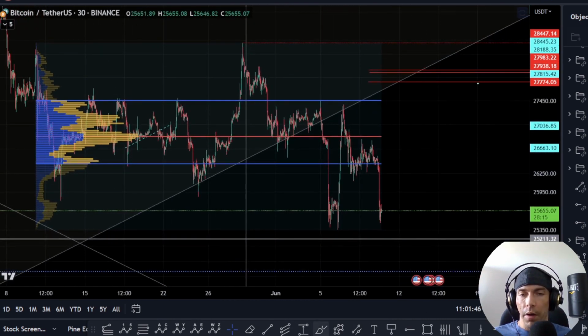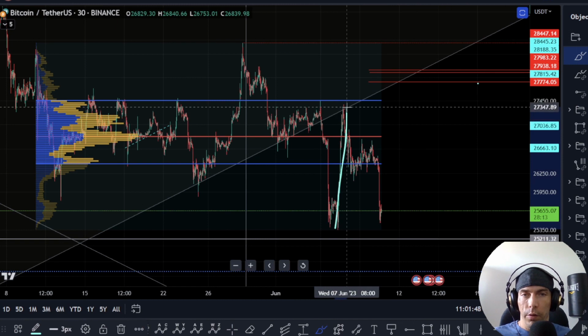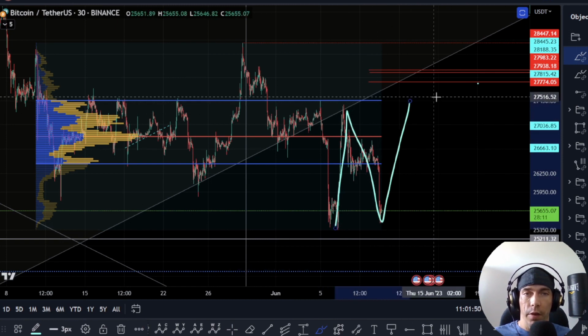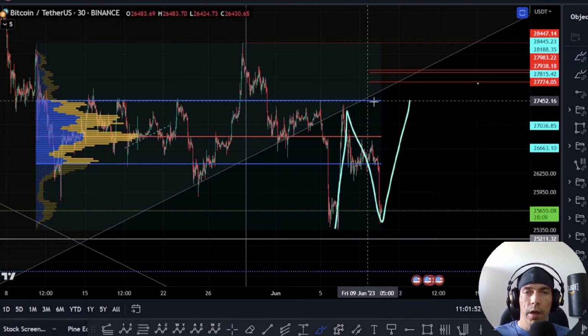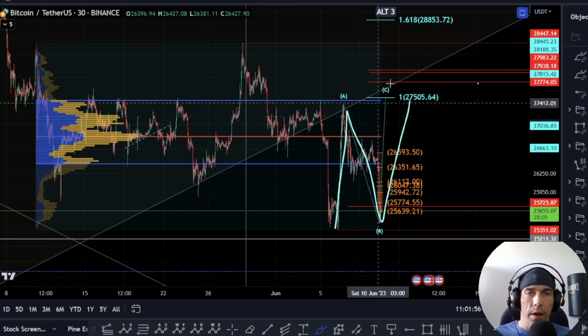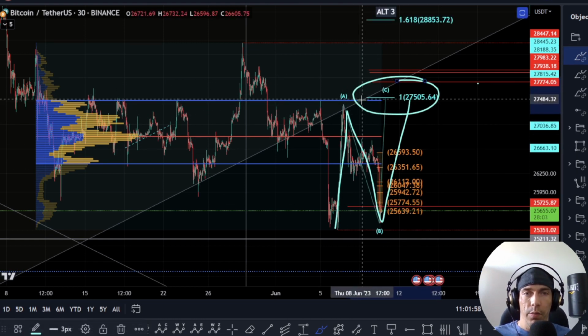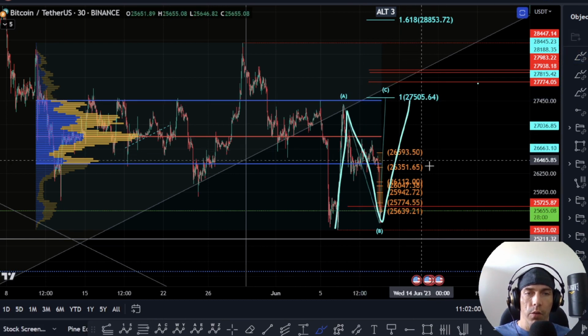Now, what I'm just being mindful of is that if we did see that idea of this A, B, and the C to the upside, that 1-to-1 actually aligns with coming back into this value area high. So I would be keeping an eye on this. If we do see price move up here, potentially we could see this actually get retested.